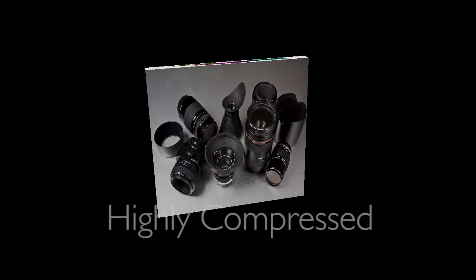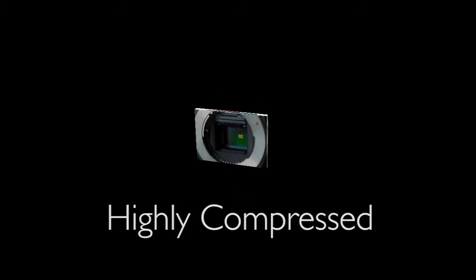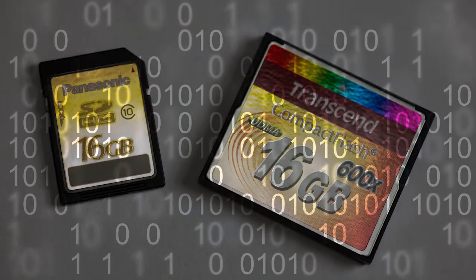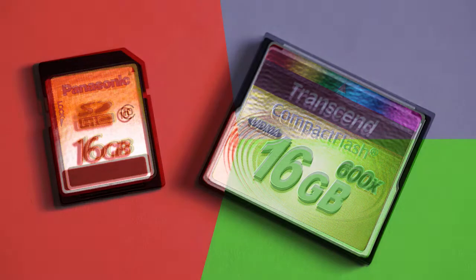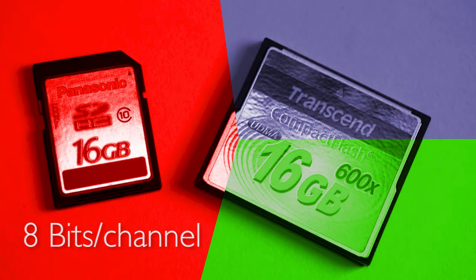JPEG is a highly compressed format used by all these types of cameras, especially the point-and-shoot type. This is because it takes up less storage space and requires less image processing power, as it contains only 8 bits per color channel: red, green, and blue. Bits are measurements that describe the tonal levels in a digital photo.